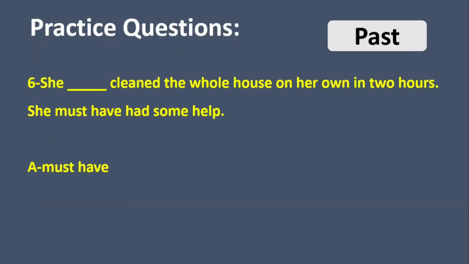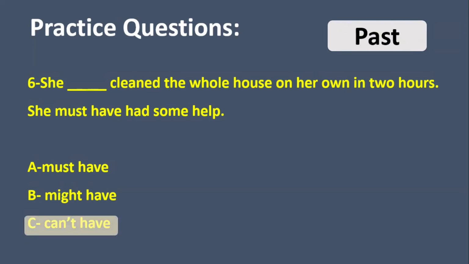Another one. Okay? She must have cleaned the whole house on her own in 2 hours, or might have cleaned the whole house, or can't have cleaned the whole house on her own in 2 hours. She must have had some help. This sentence means إنه من المؤكد أنها تلقت بعض المساعدة. I am sure she received some help, because it is not possible for someone to clean a whole house in 2 hours, right? So if it's not possible for someone to do this, I will say she can't have cleaned the whole house on her own.